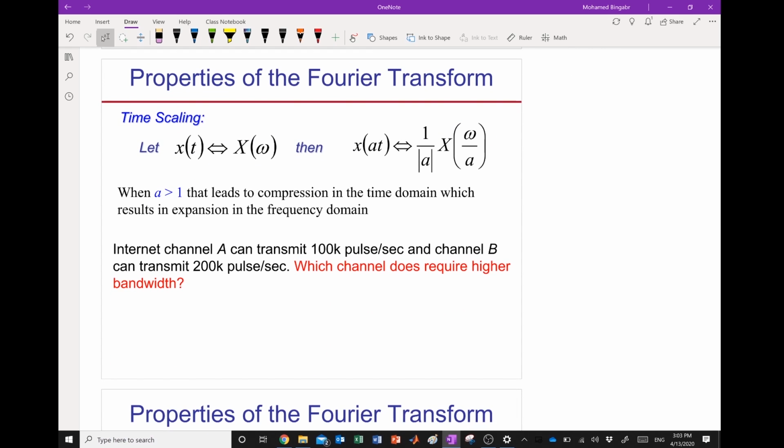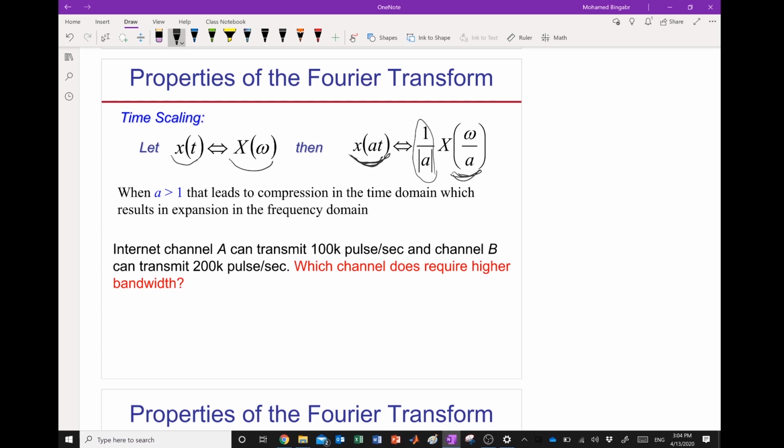Here is the time scaling. If I have a signal x of t and the Fourier transform is x of omega, now if I compress the signal in the time domain, I get x of omega over a. So compression in the time domain is expansion in the frequency domain. Same thing, if I expand the signal in the time domain, it will be compression in the frequency domain. And there is here 1 over a. If you carry out the proof, you will see where this 1 over a is. But intuitively, you can see that.